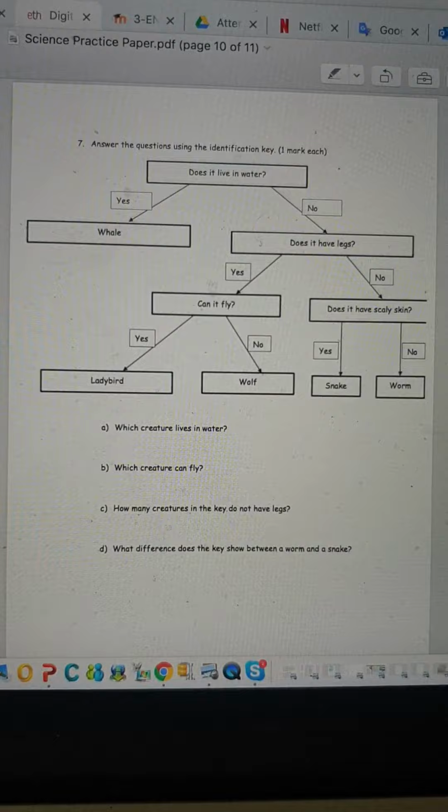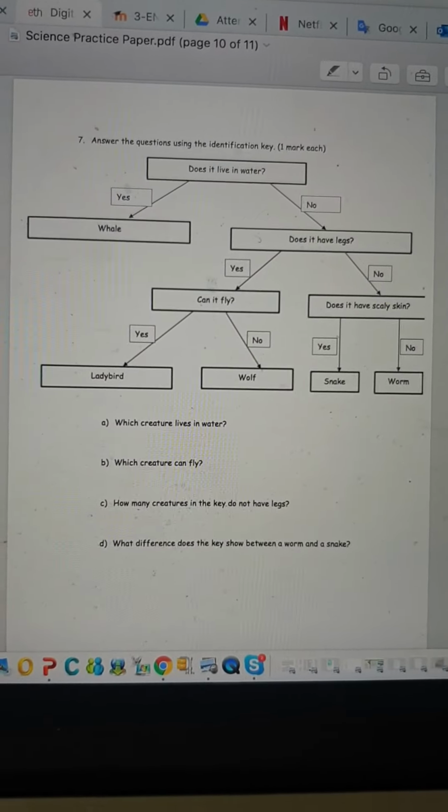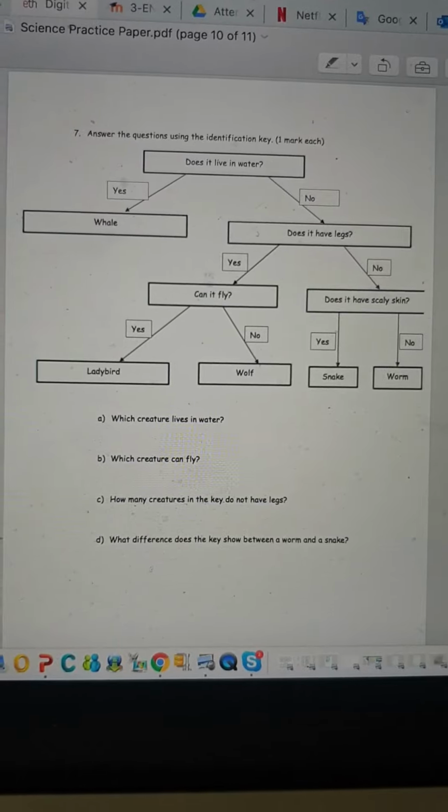Hi everyone. So today we're going to look at the last 2 pages of the science revision paper. So the first question here is question 7. It says answer the questions using the identification key.